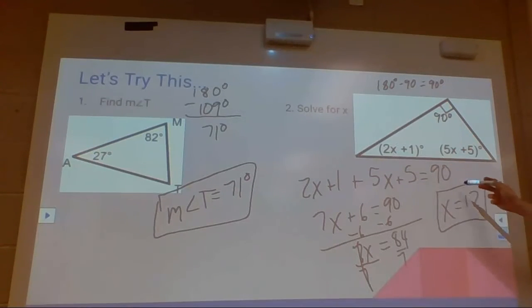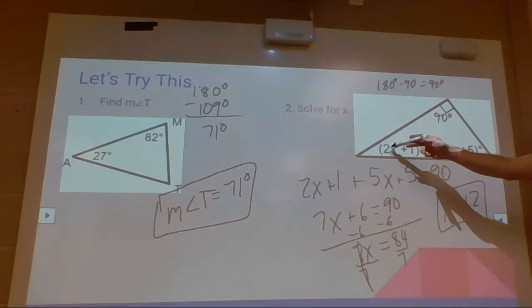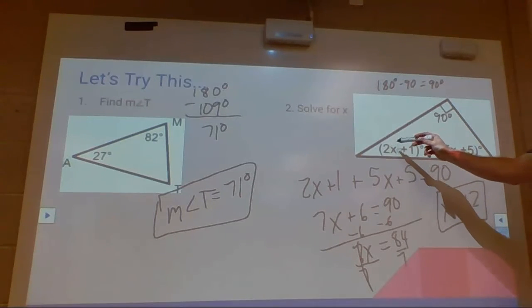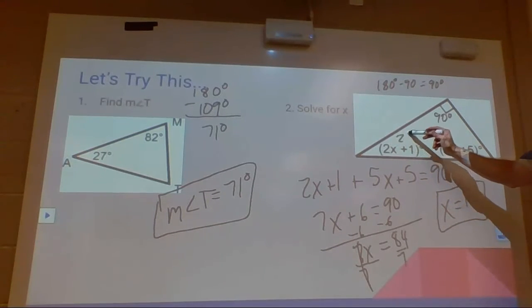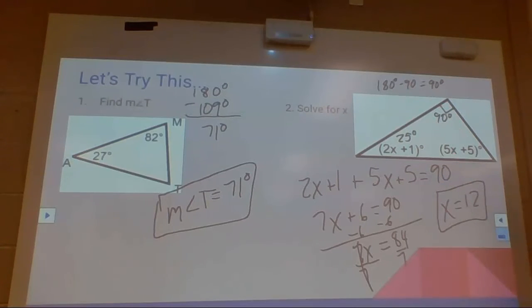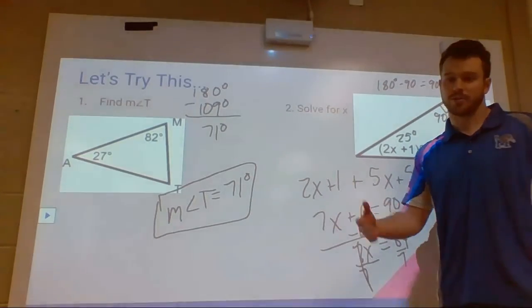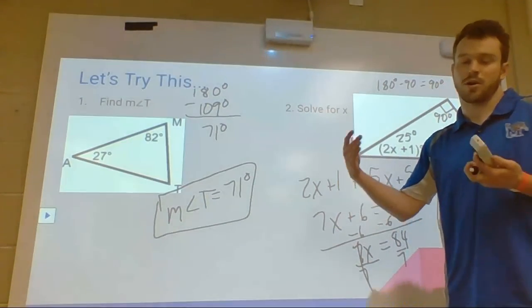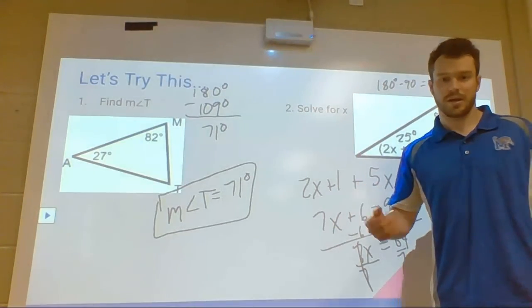Now, let's check this. I'm going to substitute x in here. 2 times 12 is 24. 24 plus 1 is 25, and then we have this degree symbol, so 25 degrees. 5 times 12 is 60. 60 plus 5 is 65 degrees. 25 degrees plus 65 degrees is 90 degrees. 90 degrees plus 90 degrees is 180 degrees. So that checks out. x equals 12. So there we go. We just applied the Triangle Sum Theorem with our knowledge that all the angles of a triangle should add up to 180 degrees.